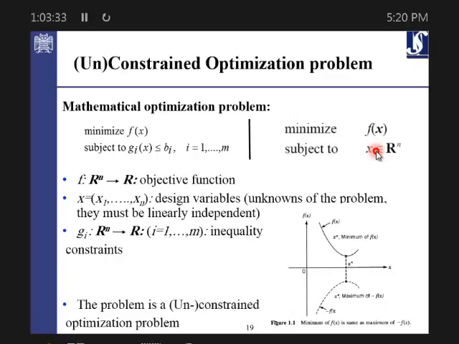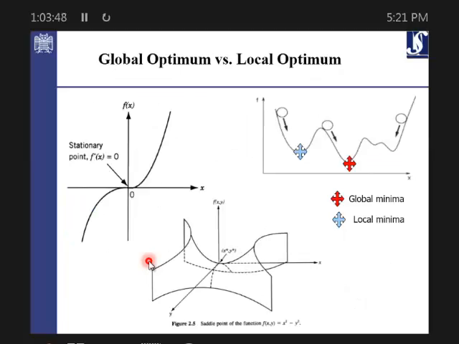That's all. But in this case, you're actually looking for the optimum solution in a specific domain. That domain is specified by those constraints. So that's the definition of constrained versus unconstrained optimization problems.